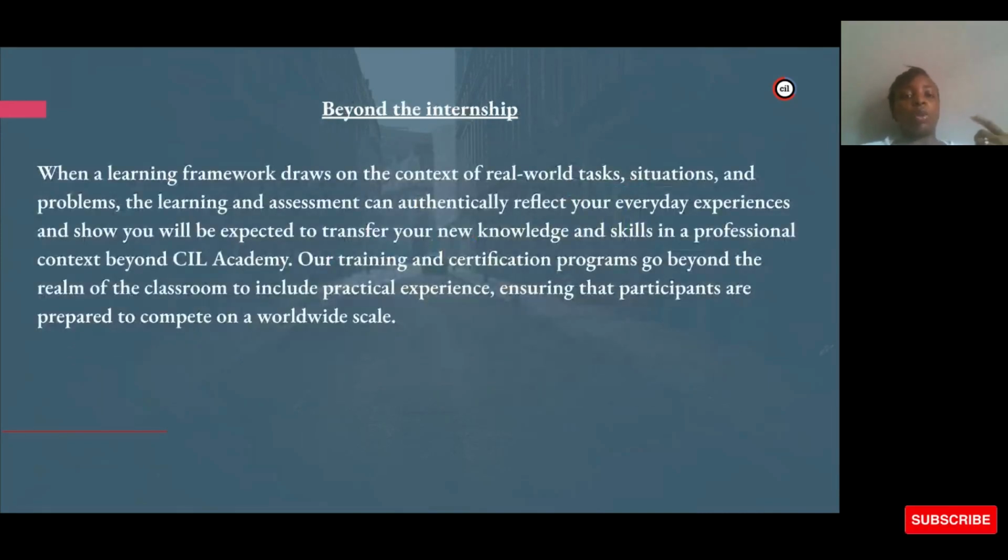So beyond the internship, we want to be able to use the context of our internship. In the context of real-life tasks, situations, and problems, the learning and assessment can authentically reflect your everyday experiences, and you'll be able to show, okay, this is what I've learned. You'll be able to transfer the new knowledge and skills in a more professional way, beyond the CIL Academy, in your daily life, in your roles, in your place of work.